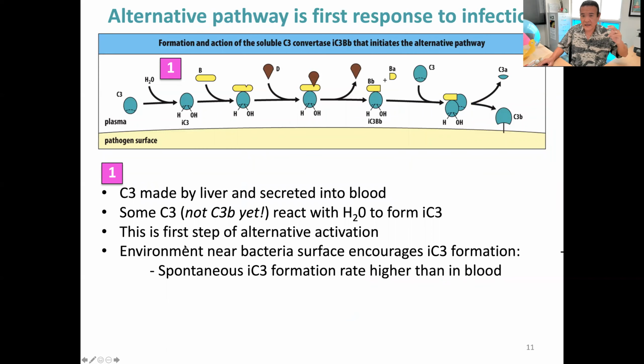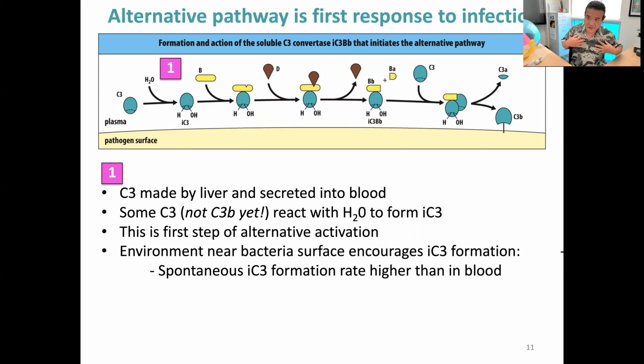So again, I already warned you, this might seem very complicated, but if you just take it step by step, it's really not that bad. It's just the naming of things can be confusing, but there is a weird logic to it. Let us start off with the fact that here the yellow is the surface of a bacteria. And here is one of these C3 proteins that your liver made. It was floating around in your blood, and now it's got into your tissues.